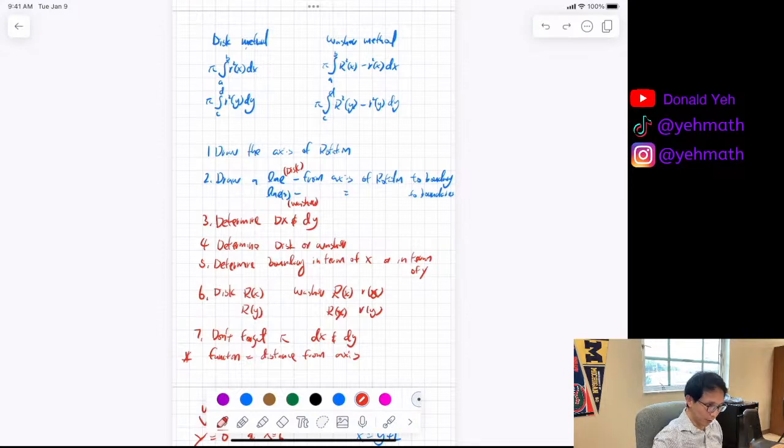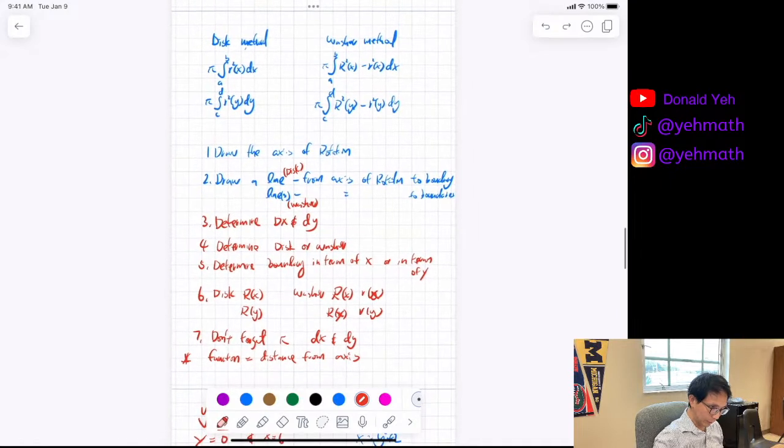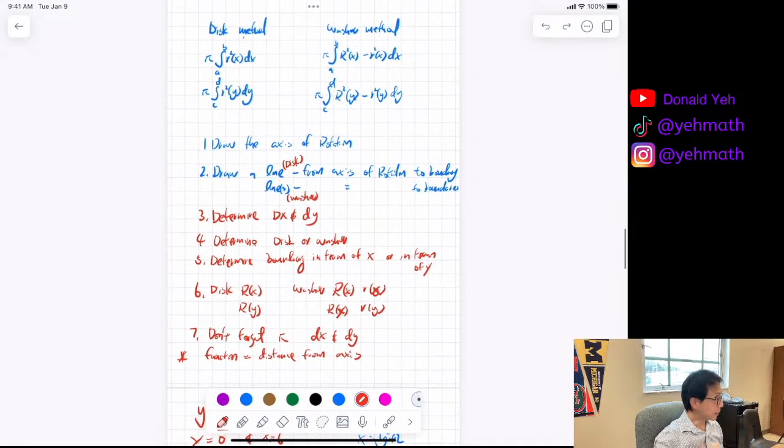But okay, so here's the things I want you to copy down. The disk method and the washer method.